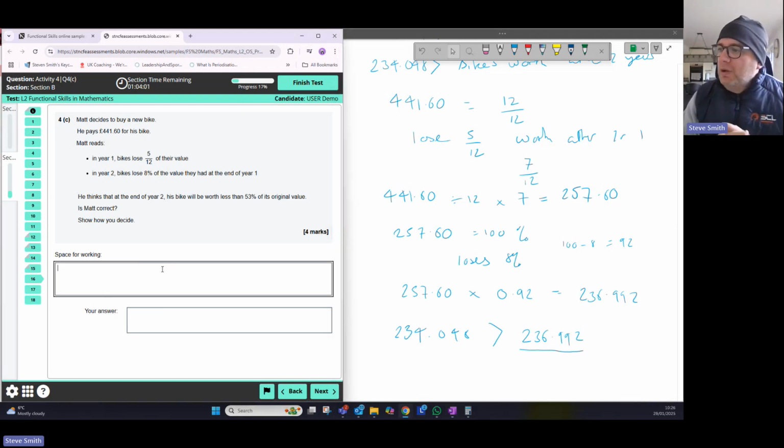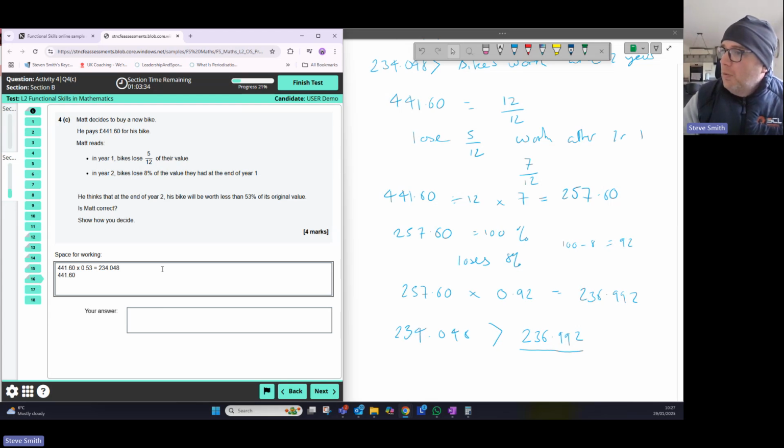In terms of working out what I am doing on this one for 4 marks, I'm definitely going 441.60 multiplied by, for less than 53%, times by 0.53, which equals 234.048.